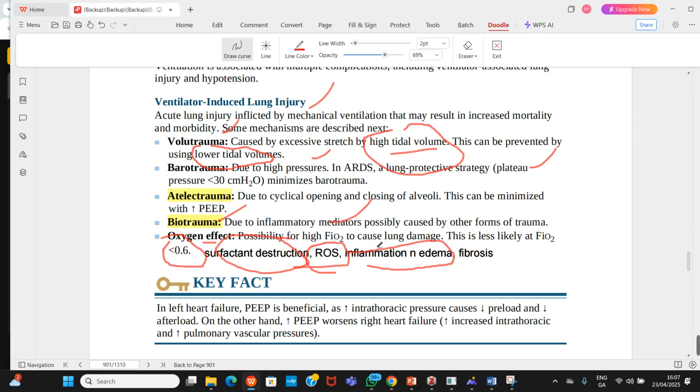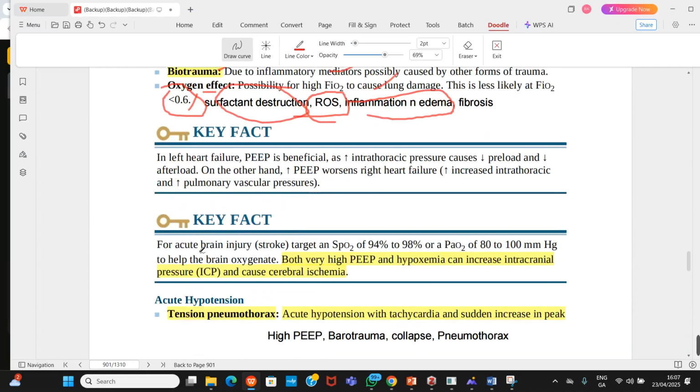Biotrauma. Biotrauma can occur from all these things we have said, but the commonest cause of biotrauma is going to be atelectrauma. Because when there's cyclical opening and closing, just picture mechanical wear and tear. Those parts are going to be wearing and tearing. So there's going to be inflammatory mediator release causing biotrauma. Oxygen toxicity occurs when FiO2 is more than 60%. So keep it less than 0.6.